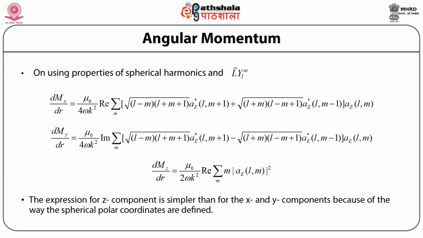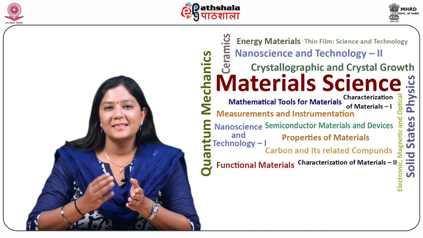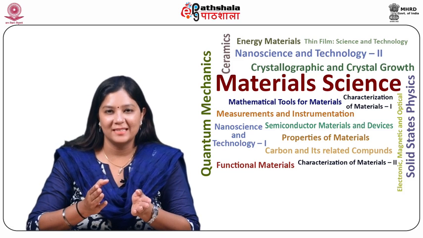The expression for the z component is simpler than for the x and y components because of the way the spherical polar coordinates are defined. For a multipole with a single m value, we have Mx equals My equals 0 and dMz by dr equals m by omega into dU by dr. This is a relation between energy and angular momentum in classical physics.